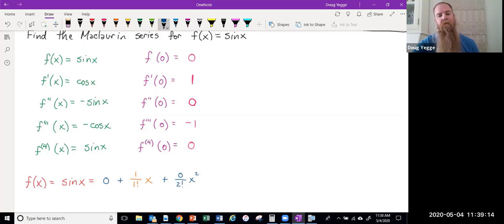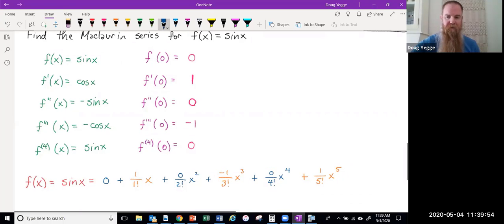But it does have a cubic term, it's -1 over 3 factorial x cubed. But it doesn't have a quartic term. But it does have a quintic term, 1 over 5 factorial x to the 5th. But it doesn't have an x to the 6th term.